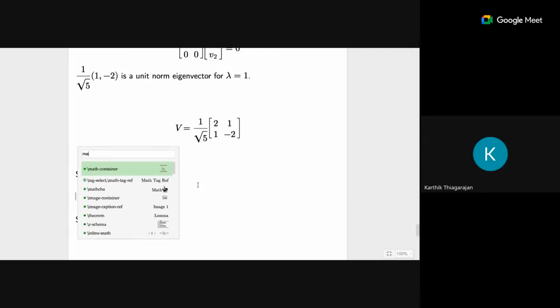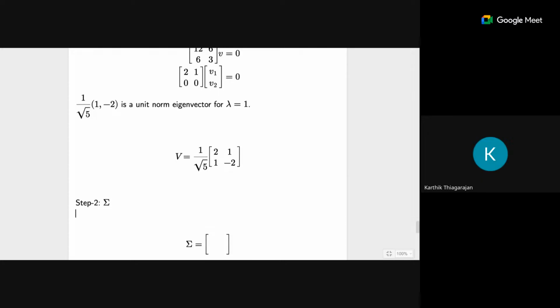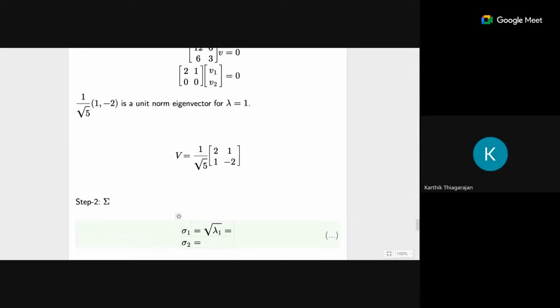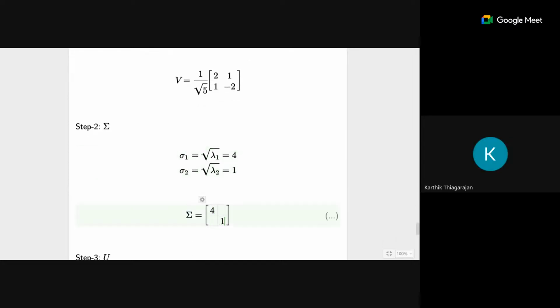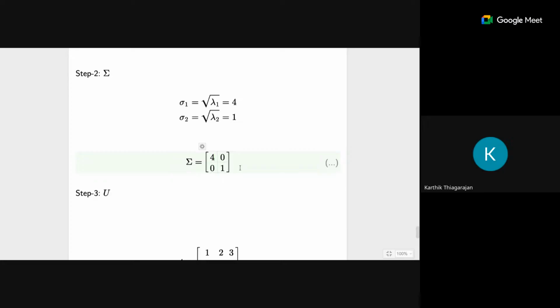Now step 2: sigma is easy in this case because everything is 2 cross 2. Sigma is just the square root of the eigenvalues of A transpose A. So sigma 1 is the square root of lambda 1, which is 16, so 4, and lambda 2 is 1, so sigma 2 is 1. The sigma matrix is just 4, 0, 0, 1. Singular values are always in descending order. In many applications you will see this convention followed. So step 2 is done.